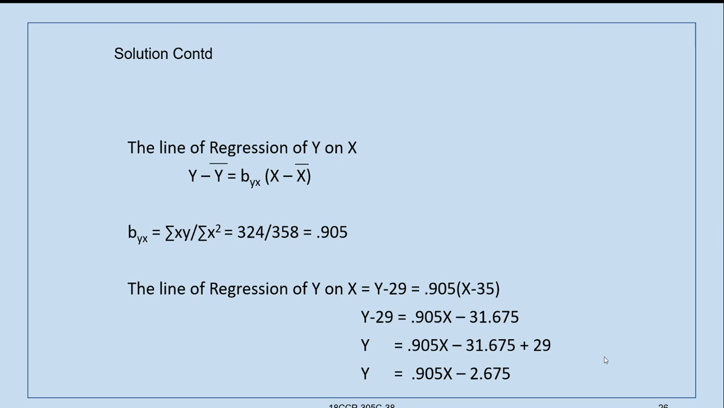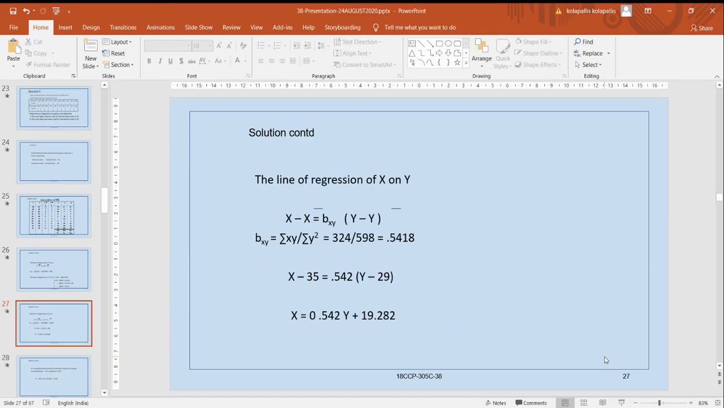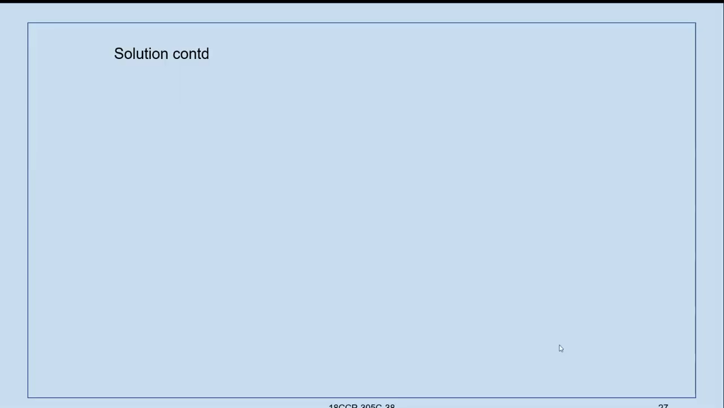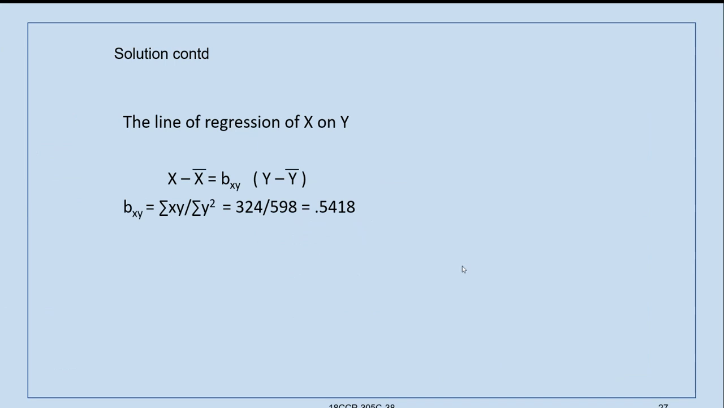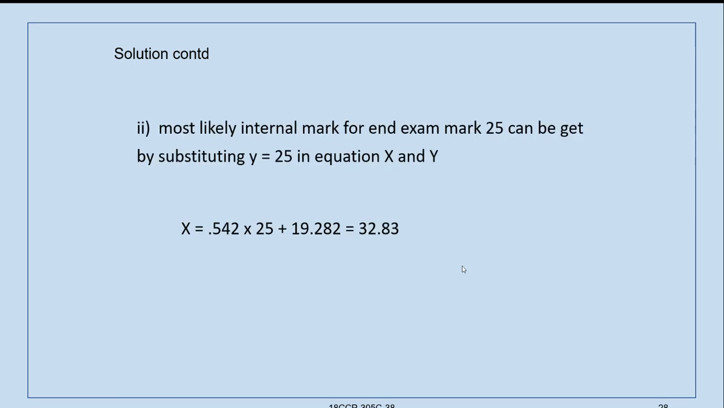and we will also calculate the regression equation of x on y, that is, the line of regression or regression equation we have to calculate. So we are getting x is equal to 0.542y plus 19.28, and we have to calculate the values.